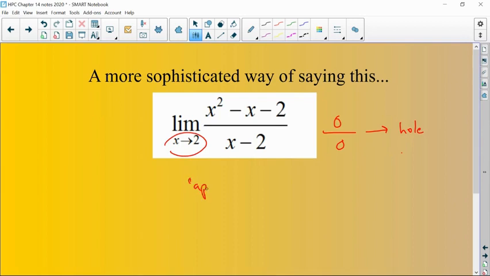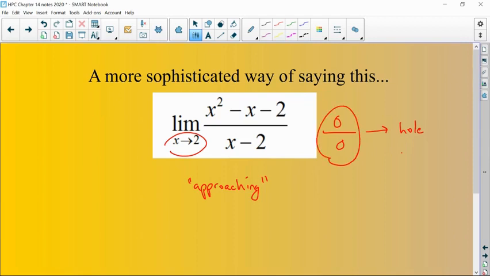I'll talk about that, and you'll learn a lot about that next year. So you're approaching 2. You're never going to equal 2. You're just going to get really close. And how close is close enough? Well, close enough until you can understand the behavior of what's really happening behind this 0 over 0.